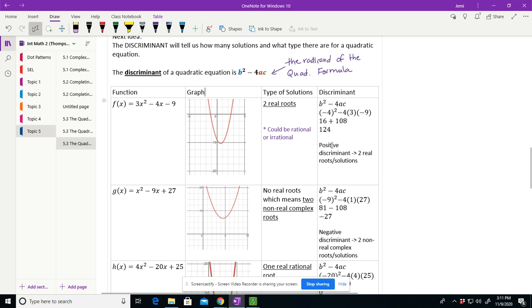If I have a positive discriminant, if it's a positive number, then I'm going to have two real roots if I'm talking about the function, or two real solutions if I'm talking about the equation. And we'll talk about why they could be rational or irrational for this problem. So a side note, we call it a root for a function, like it is here. And we call it a solution when it's an equation, like in example 1.